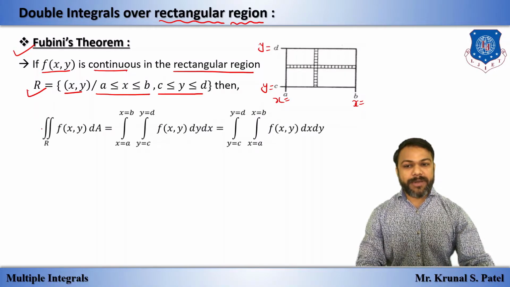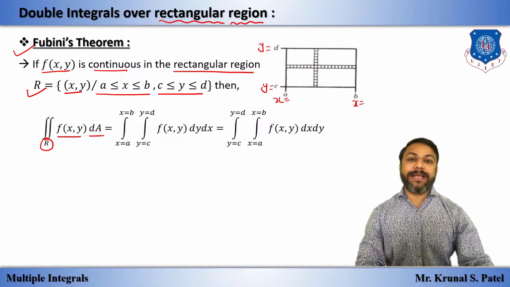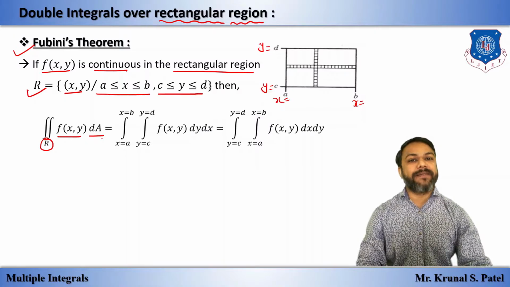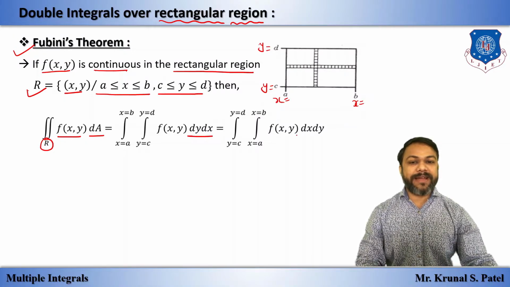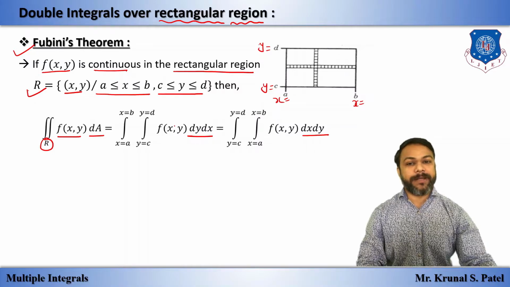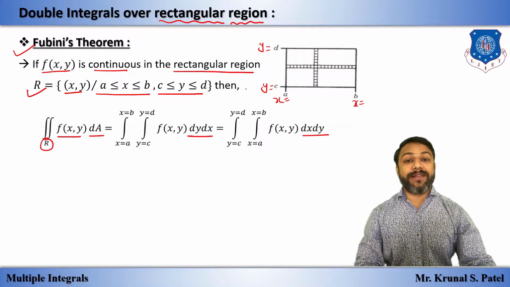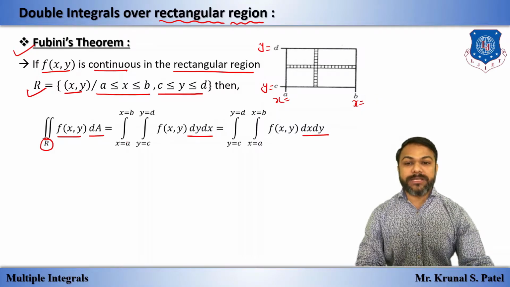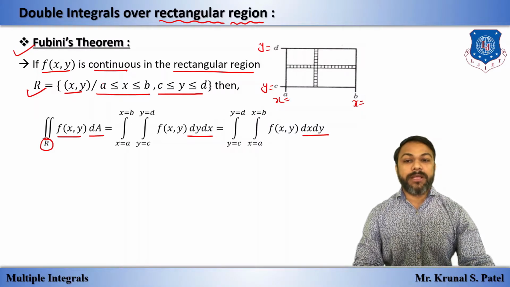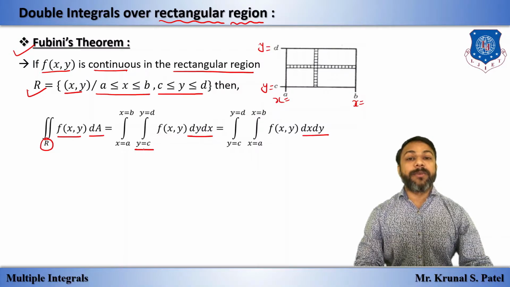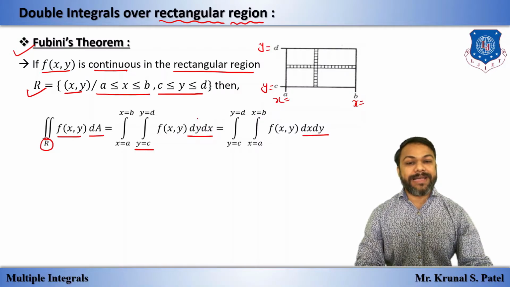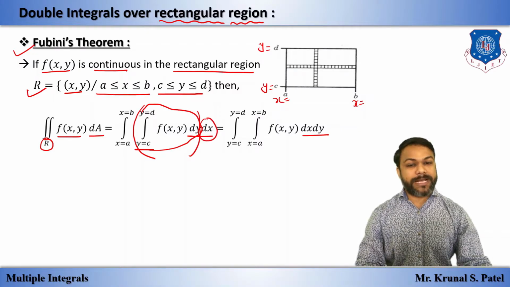So the integration is given by the double integration over R of f of x comma y dA. As I told, dA means dx dy, so we can write dy dx or dx dy according to the limits. If the given region is rectangular, then both the limits are in constant form. If we write the limit of y inside, then we take dy inside. First we integrate with respect to y, and the resulting expression is integrated with respect to x.